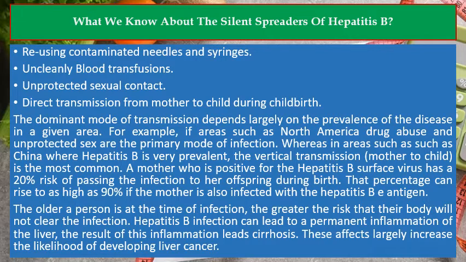The older a person is at the time of infection, the greater the risk that their body will not clear the infection. Hepatitis B infection can lead to a permanent inflammation of the liver. The result of this inflammation leads to cirrhosis. These effects largely increase the likelihood of developing liver cancer.